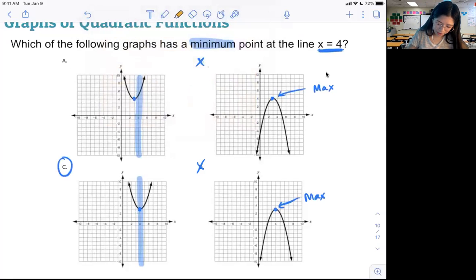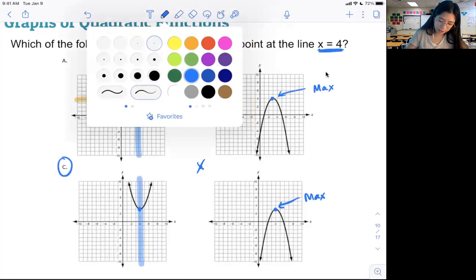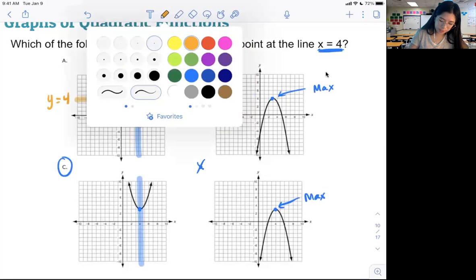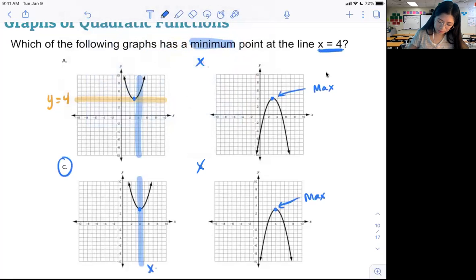So for A, the minimum value is at y equals 4. Okay, but for C, the minimum is at x equals 4. And in this case, that's y equals 3.